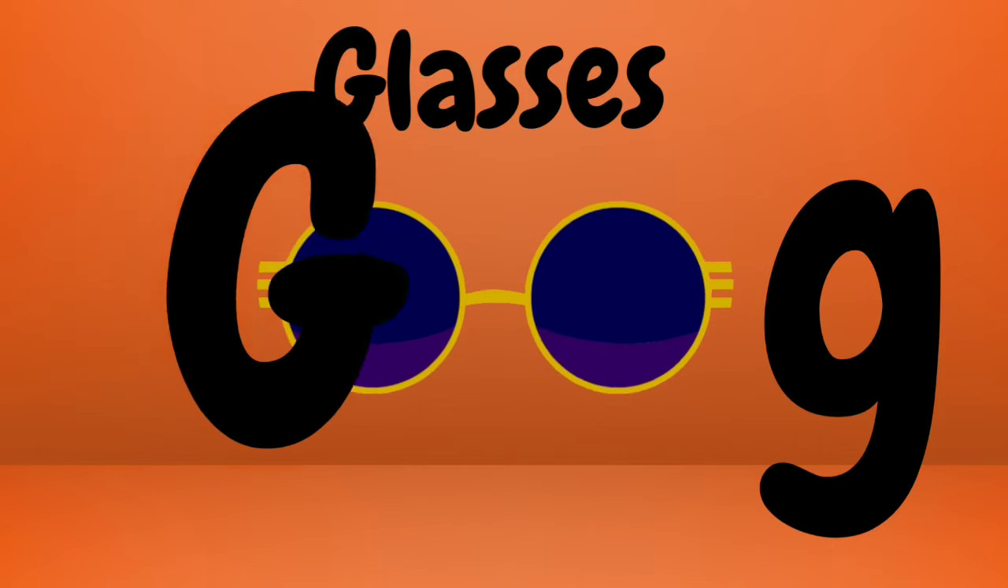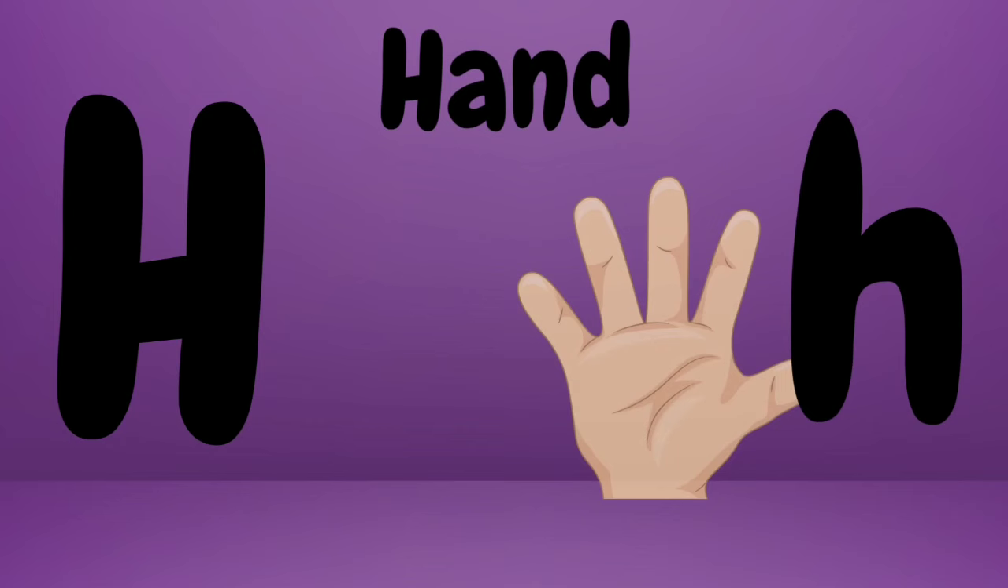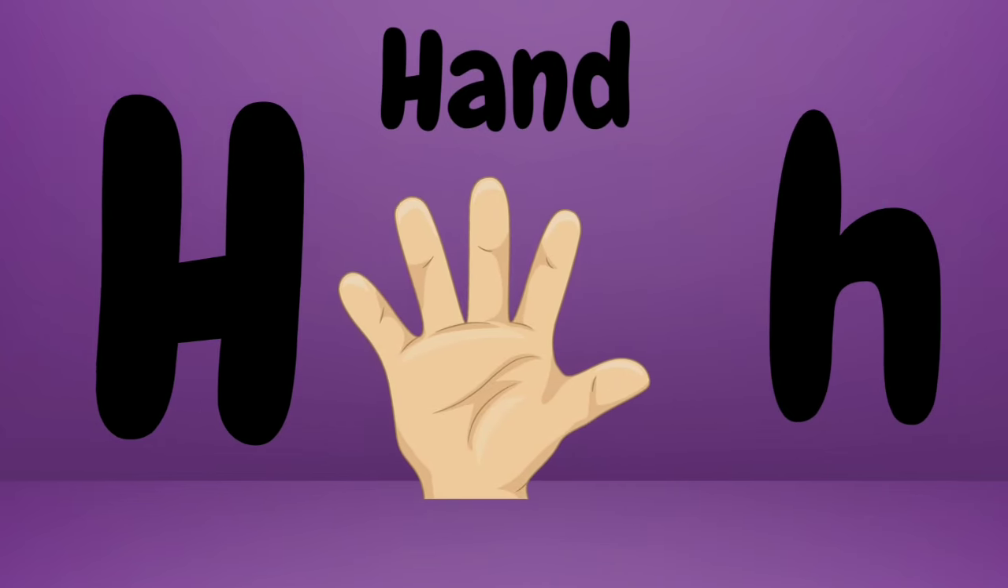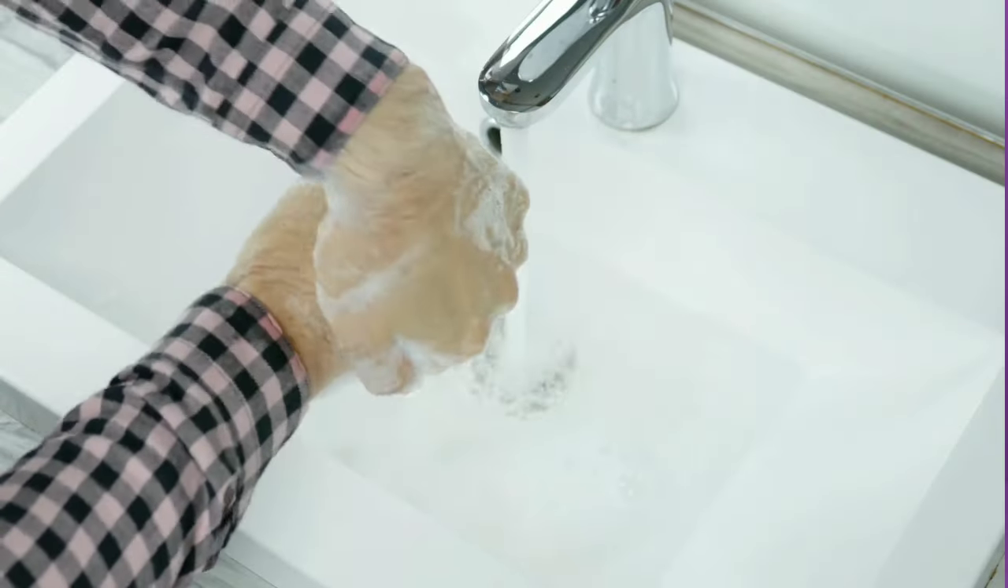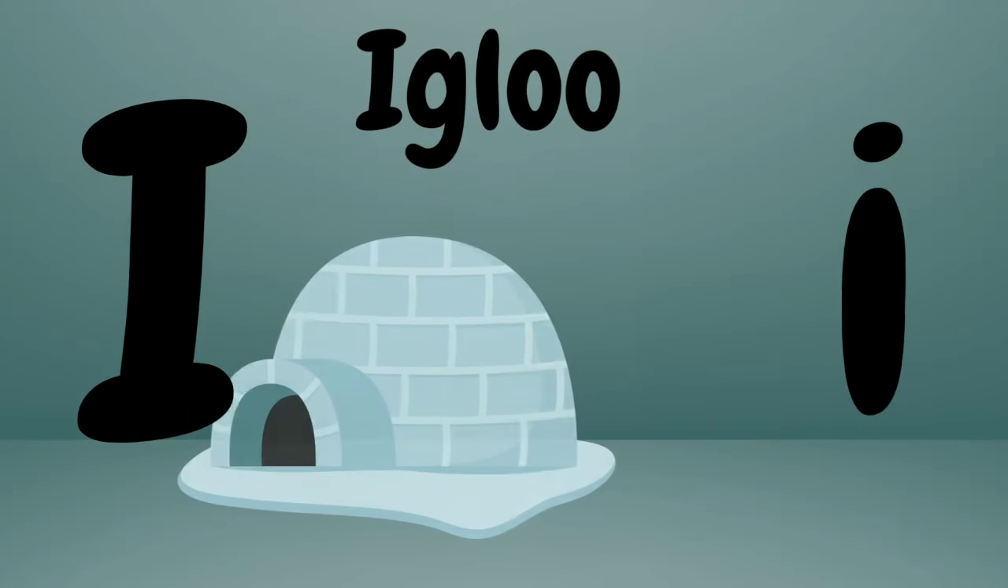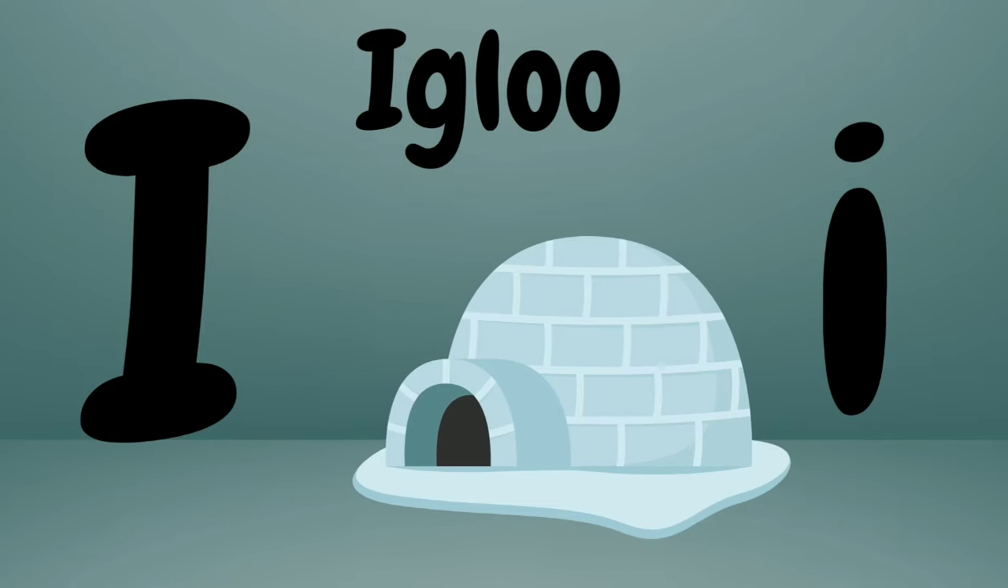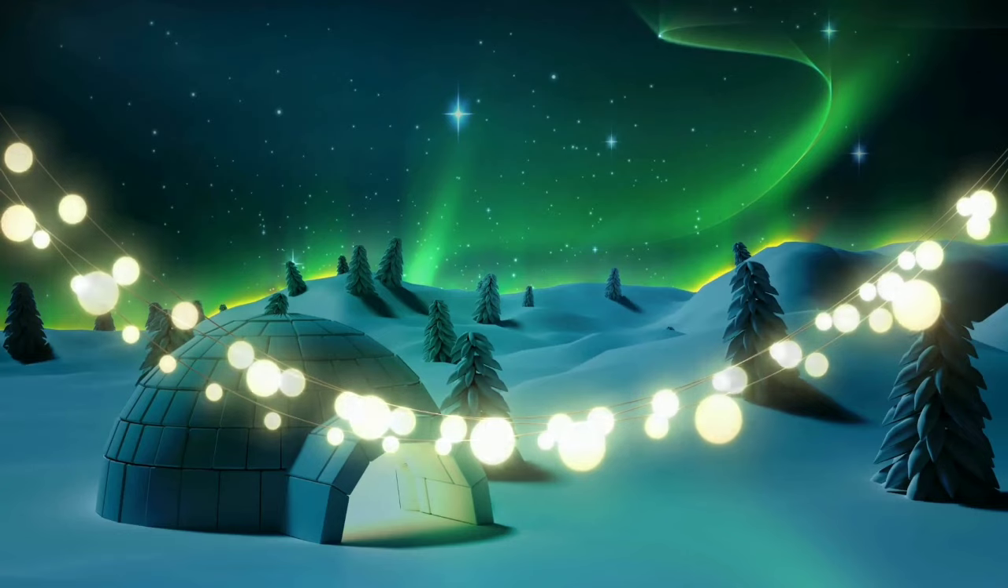This is the glasses. H is for hand. This is the hand. I is for igloo. This is an igloo.